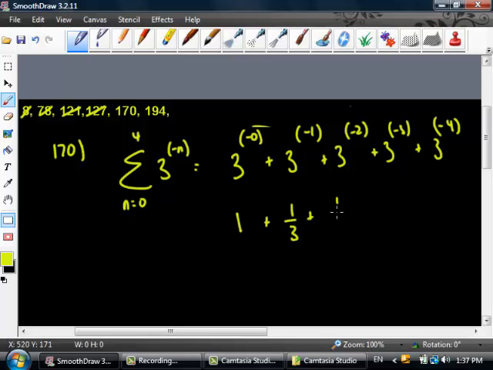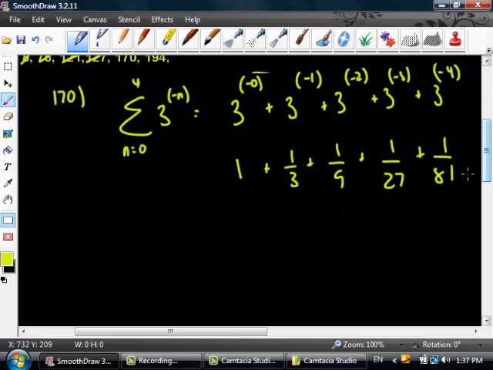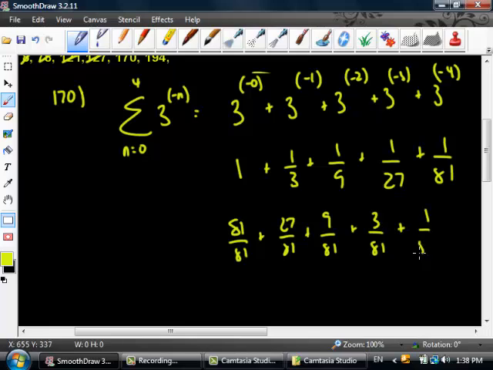1/3 plus 1/9 plus 1/27 plus 1 over 81. Common denominator here in all of these is 81. So this is 81 over 81 plus 27 over 81 plus 9 over 81 plus 3 over 81 plus 1 over 81. Okay, so that's 121 over 81. Boom.